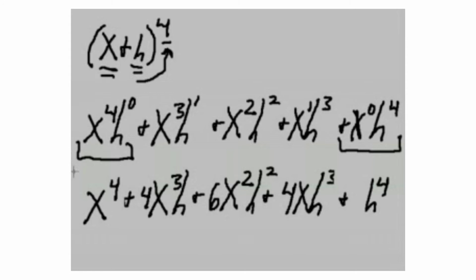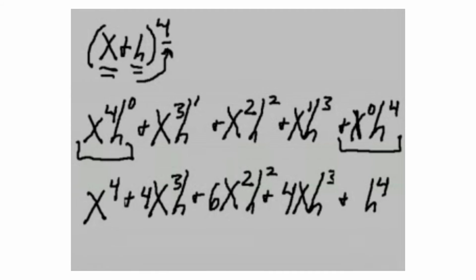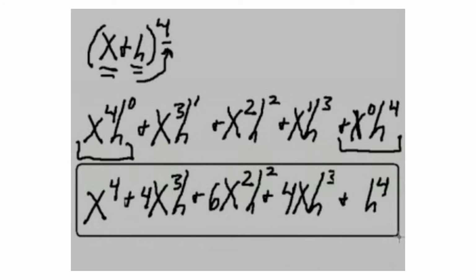We are so clever. Let's circle our answer. That's our answer, x plus h to the fourth. This is our answer. We are so clever.